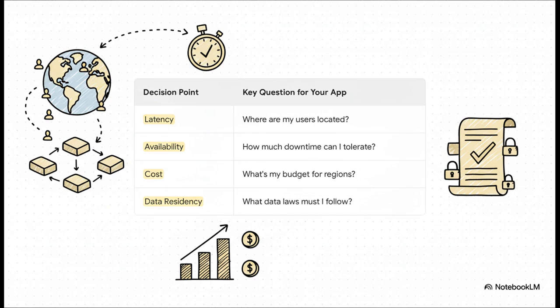First off, latency. Where are your users? Really? Where are they? That tells you which regions you need to be in. Next, availability. How much downtime is acceptable? Zero? A few minutes a year? That's going to dictate whether you need multiple zones or even multiple regions. Nailing down the answers to these questions first is the absolute key to designing a great system.